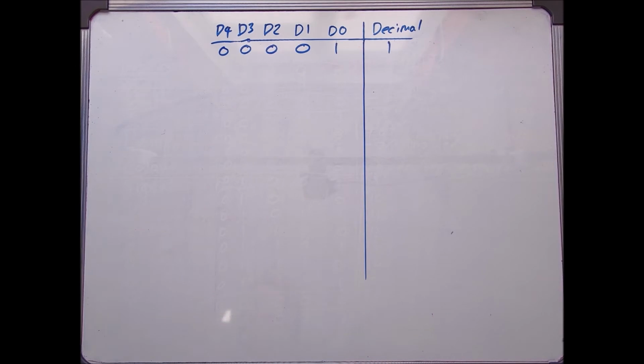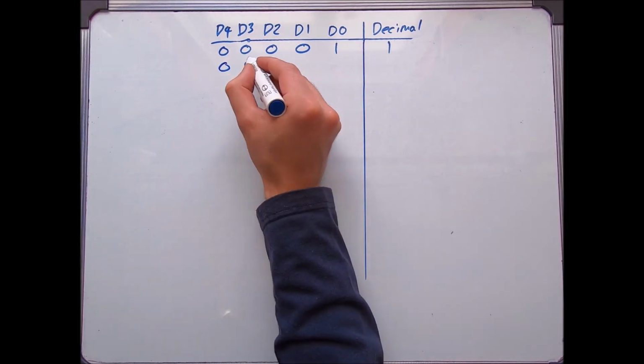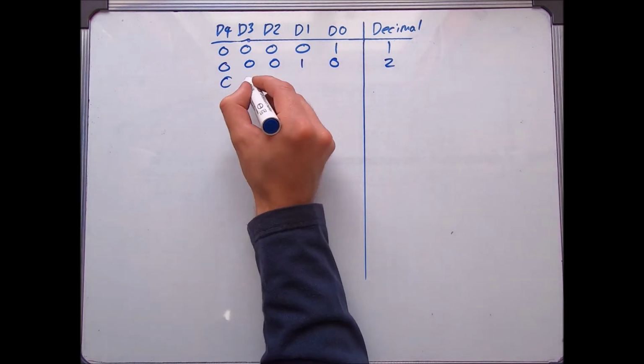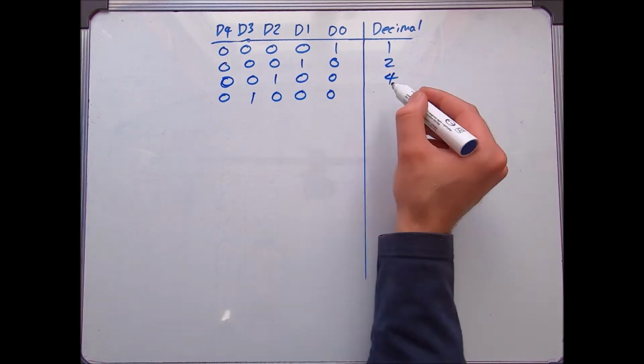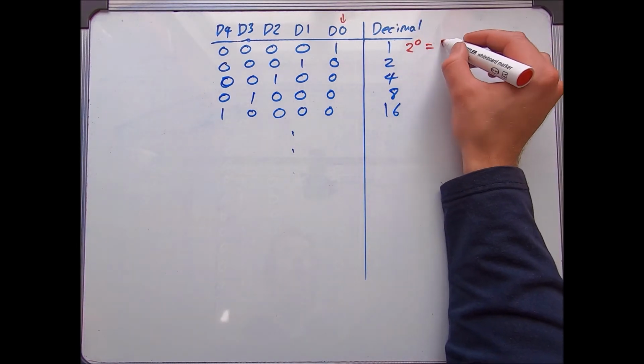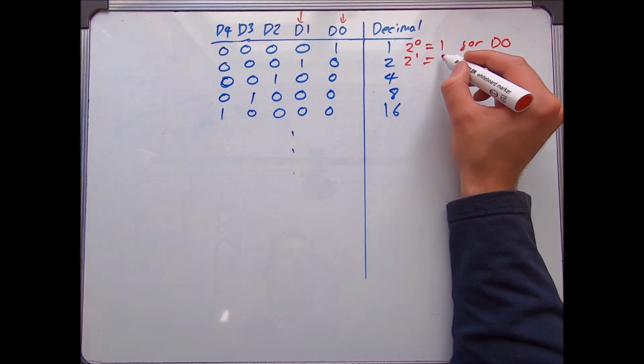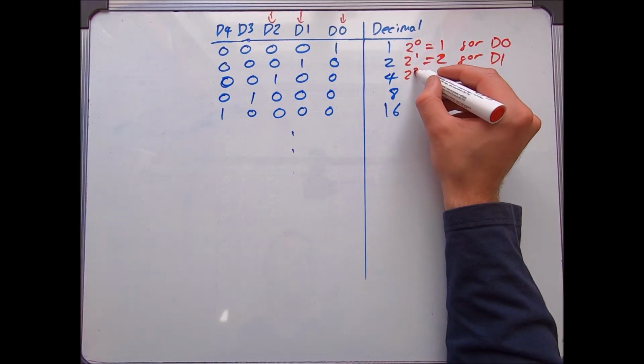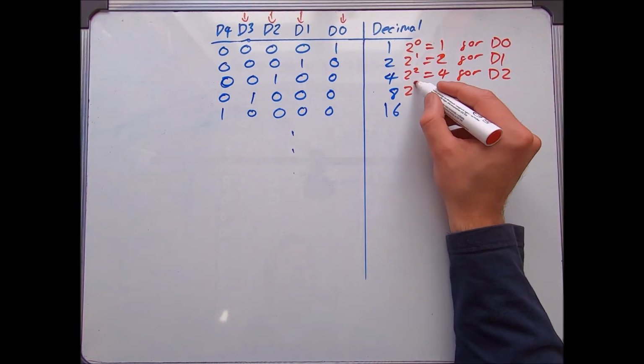A binary word with only the first bit set has a value of 1. If I move that bit 1 place to the left, the value doubles to 2, and then 4, and then 8, and so on. Each of these numbers is an increasing power of 2, and so can be written as 2 to the power 0, which equals 1, 2 to the power 1, which equals 2, 2 to the power 2, which equals 4, 2 to the power 3, which equals 8, and so on.